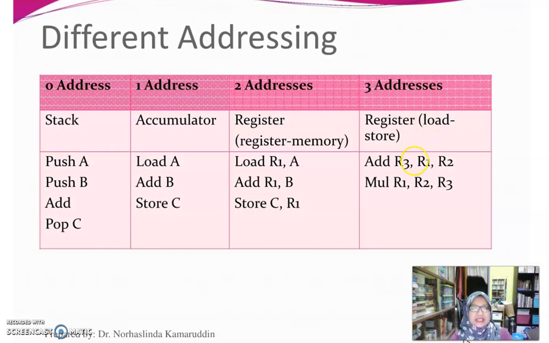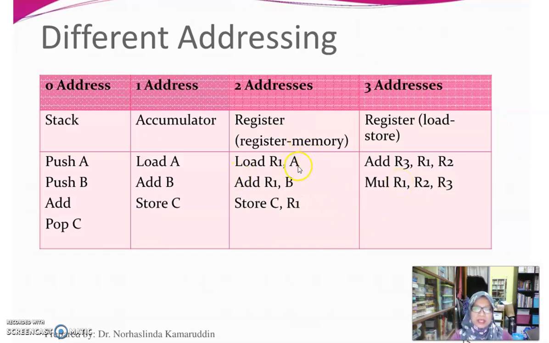So how do we actually read this? Let us start from 3 address first. This is the easiest actually. What it means is that here we add R1 and R2, then the result is stored to R3. Then the second line is that R2 is multiplied by R3, and the result is kept in R1. So this is how it should be read.